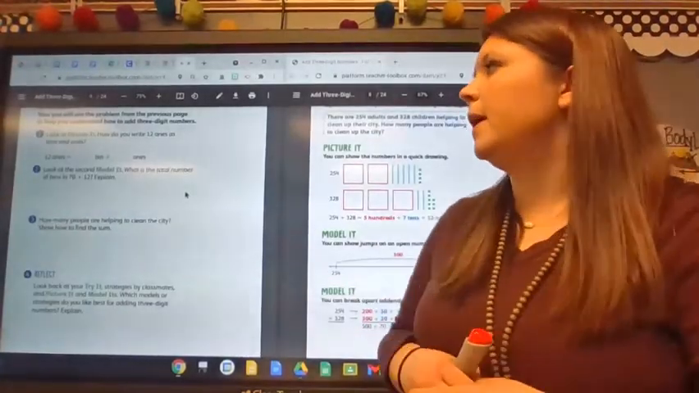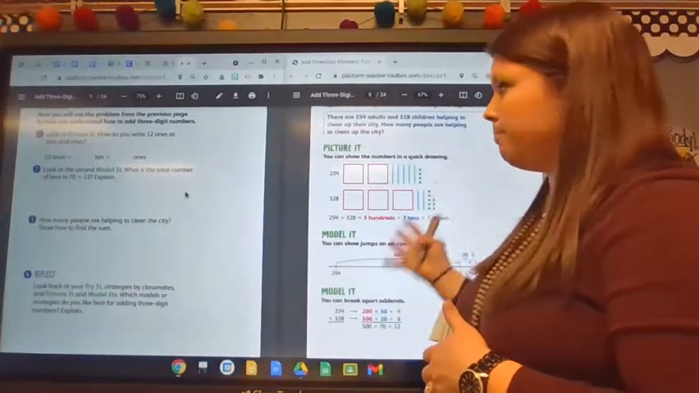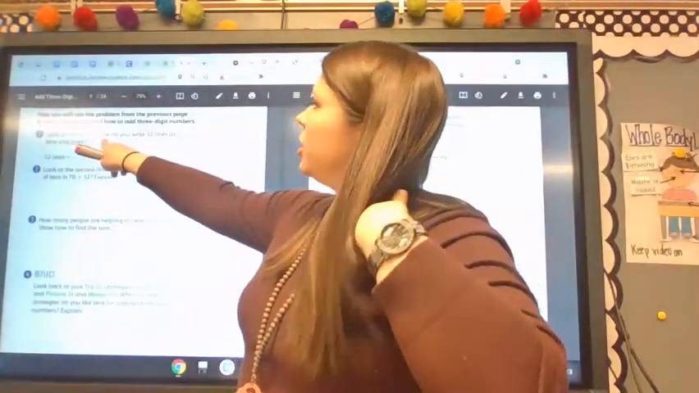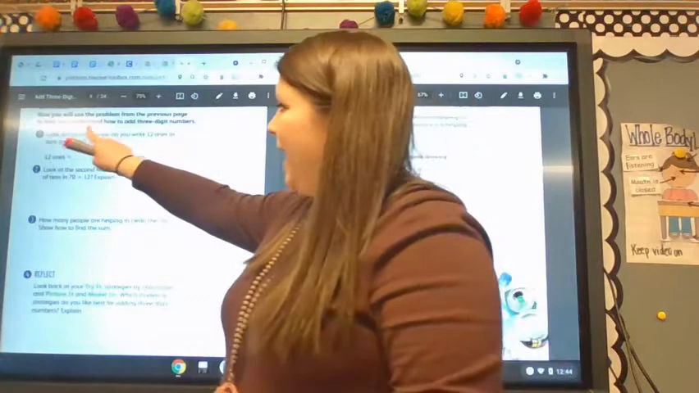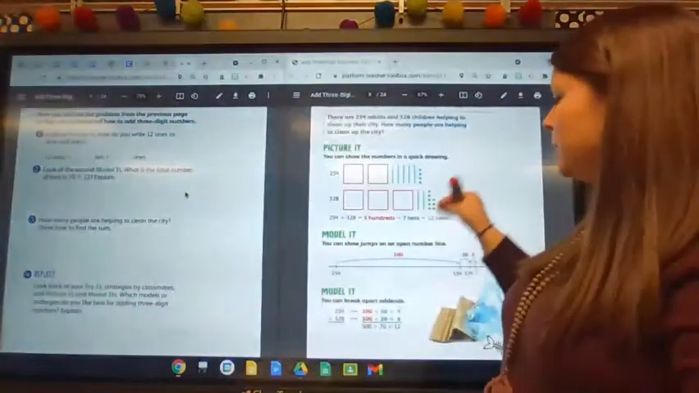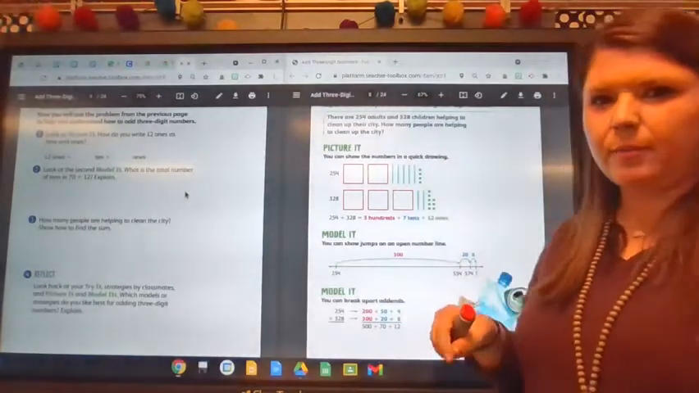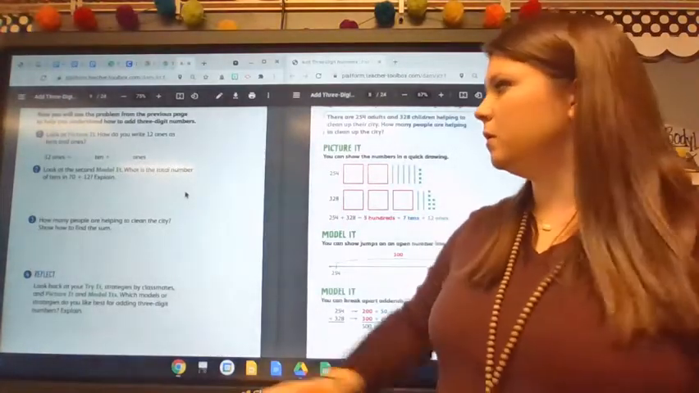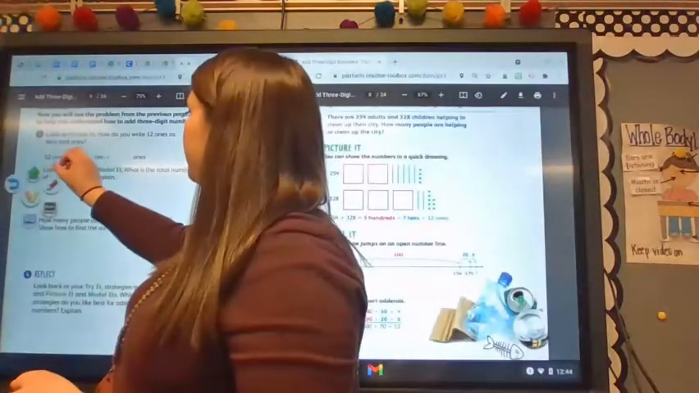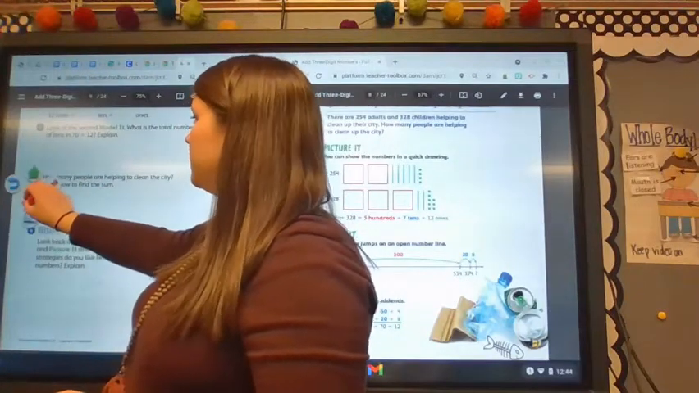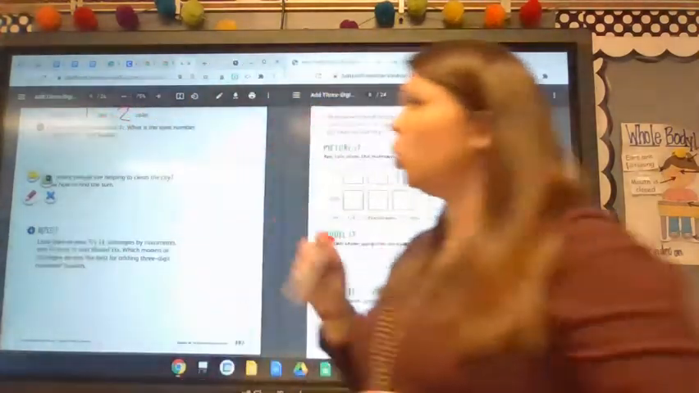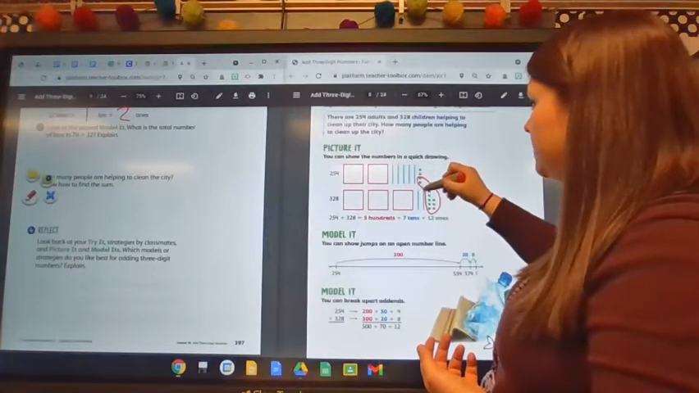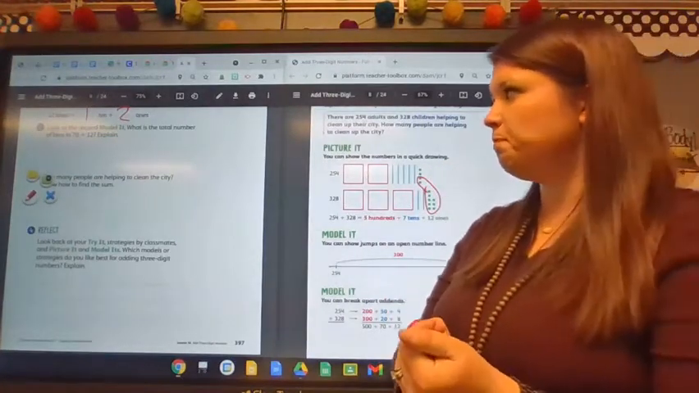All right, so now let's go ahead and answer some questions about the models and the pictures that we have here, okay? Number 1 says, look at the picture. How do you write 12 ones as tens and ones? So that's where Ms. Gaskins was talking about that regrouping, remember? So when we look at 12, how many tens are in the number 12? Yes, one group of 10. And how many ones? 2 ones.